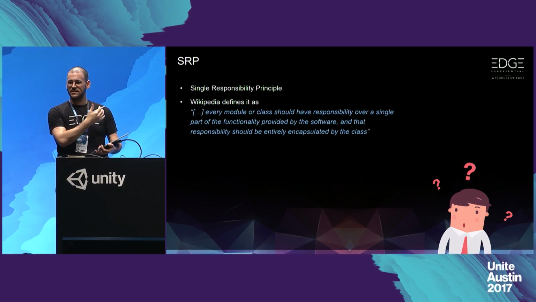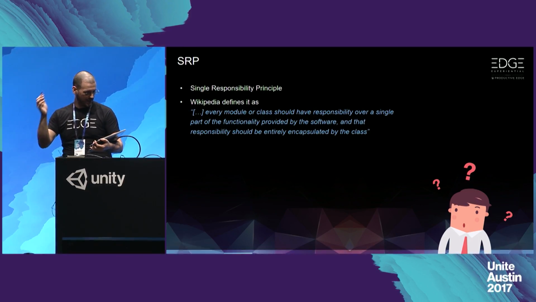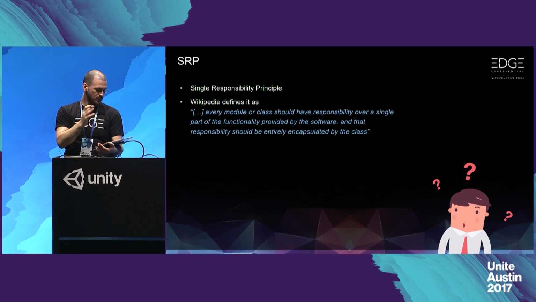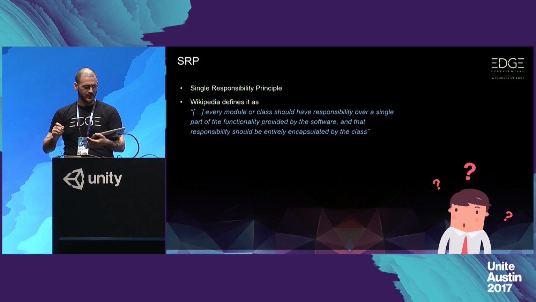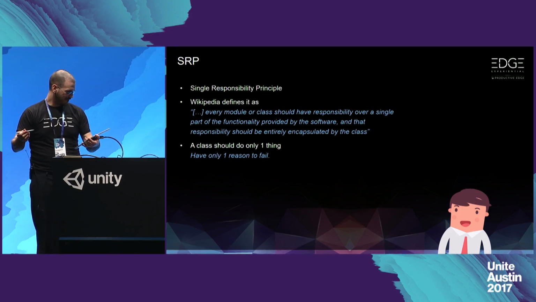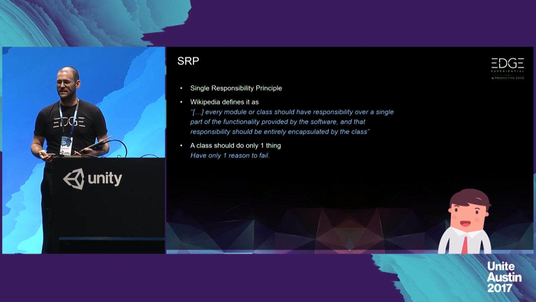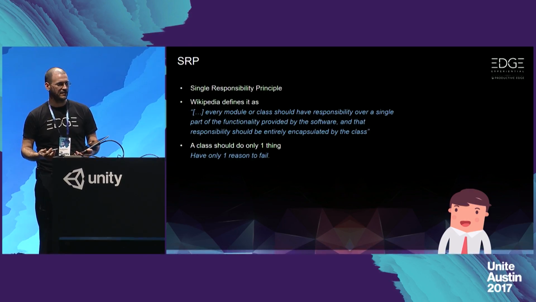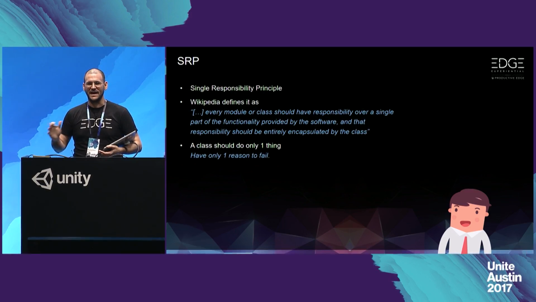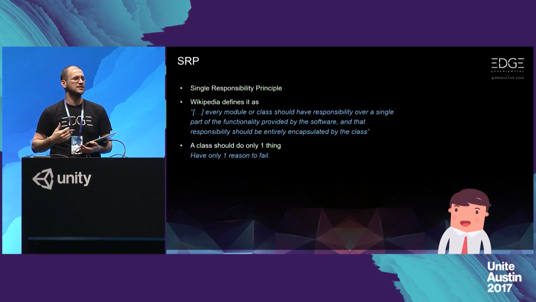So again, he looked it up. Single responsibility. In Wikipedia, it says every module or class should have responsibility over a single part of the functionality provided by the software. And that responsibility should be entirely encapsulated by the class. Okay, so the general recap of that one is that a class should only have one thing that it does, only one reason for failure. So when you're writing a class, if it does 10 things, that's not following this. You've introduced a chance where there's a lot of overlap, a lot of potential bugs.